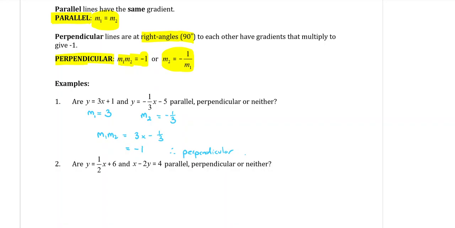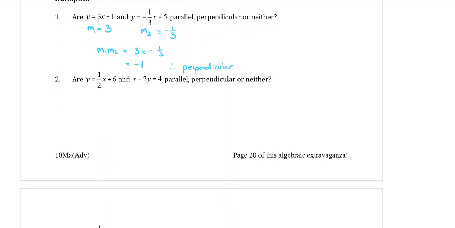Are y equals half x plus 6 and x minus 2y plus 4 equals 4 parallel, perpendicular, or neither? Okay, the first equation is in y equals form, so we can read off that the first gradient is equal to a half. The second equation, though, is in the wrong form. I need to get the y by itself before I can read off the gradient. So I don't like the 2y there being negative, so I'm going to move the 2y across to the other side. It'll be x equals 4 plus 2y.